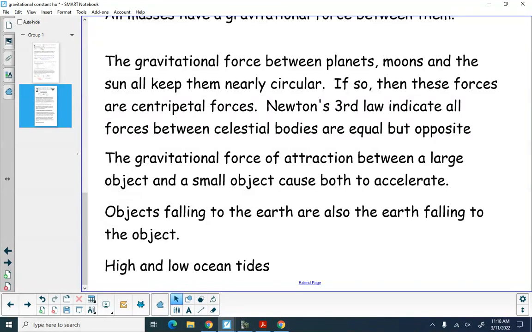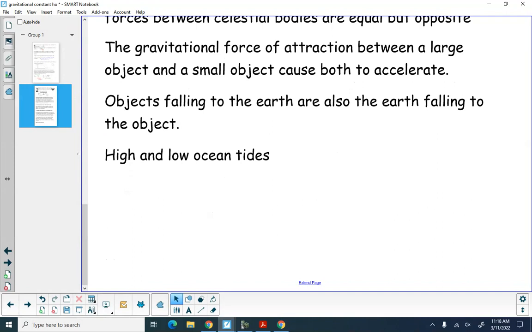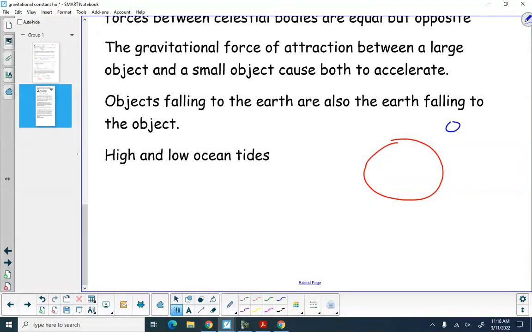Well, what happens when the moon is here? Once again, you have this gravitational force between the Earth and the moon. The moon's going to go around the Earth here. It's going to orbit the Earth. Okay, we have a satellite there. Well, we have this gravitational force that's going between them.